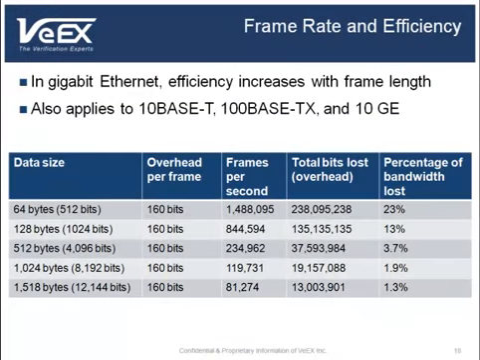The actual frame lengths in a real network will constantly fluctuate, causing the bandwidth utilization to also constantly change. This principle also applies to 10 base T, 100 base TX, and 10 gigabit Ethernet.